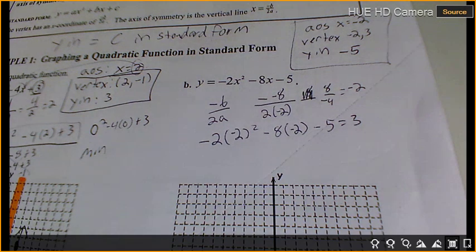You guys got 3, right? Okay, I got three. I just typed it in right. I got three. Minus 8 times negative, there should be a second negative. Don't square this.